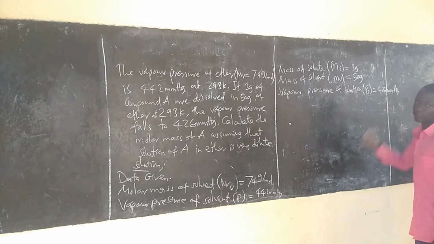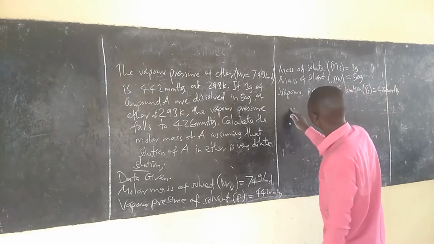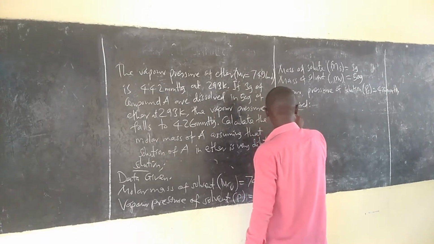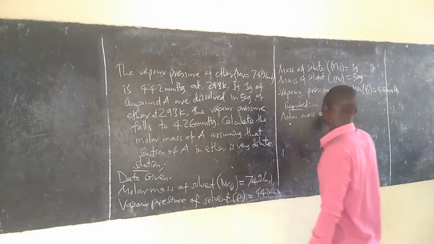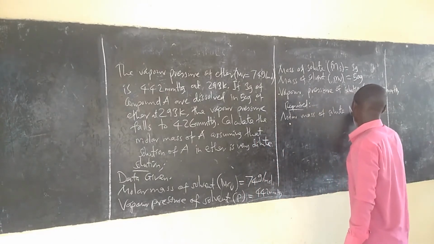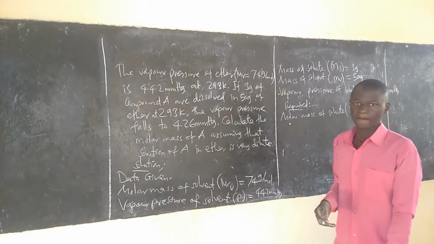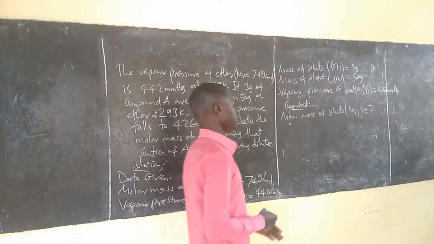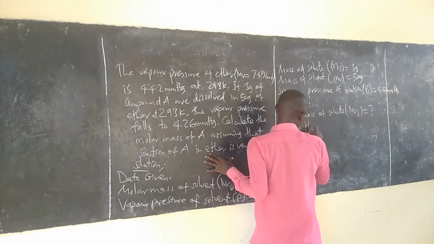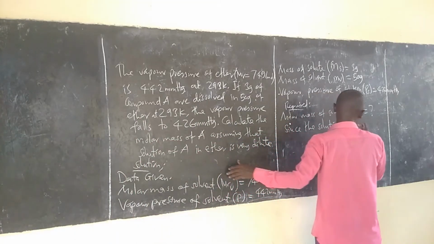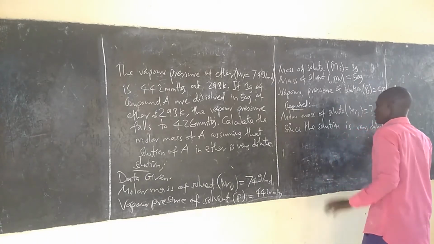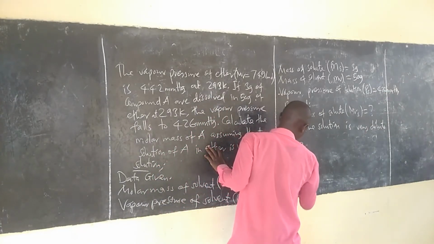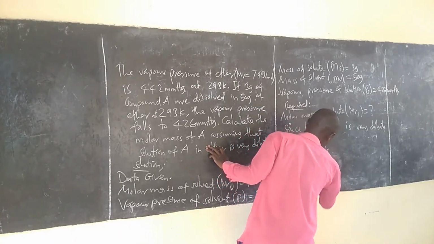mm of Hg. And required is molar mass of solute, MRS. Now from this data we are told that, assuming that the solution of A in ether is very dilute. So we say since the solution is very dilute, or another could say for a very dilute solution, then P minus PS divided by P is equal to number of moles of solute divided by number of moles of solvent.